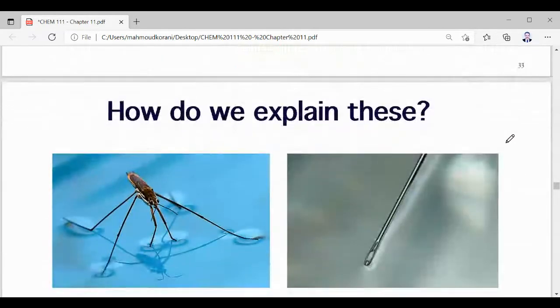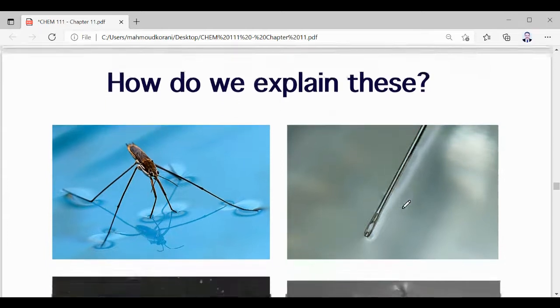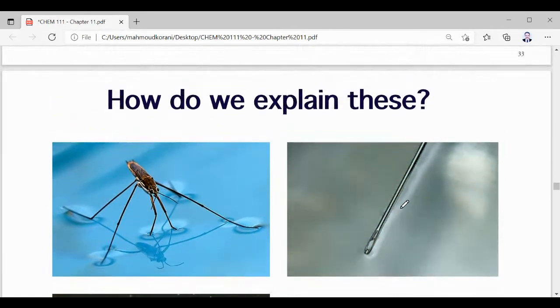So how can you explain this behavior? You could see some insects can stand on the surface of the water without sinking into it. Also, you could put a small iron nail on the surface of water, even though the density of iron is greater than the water. Why does that happen? The main reason for that is the surface tension.